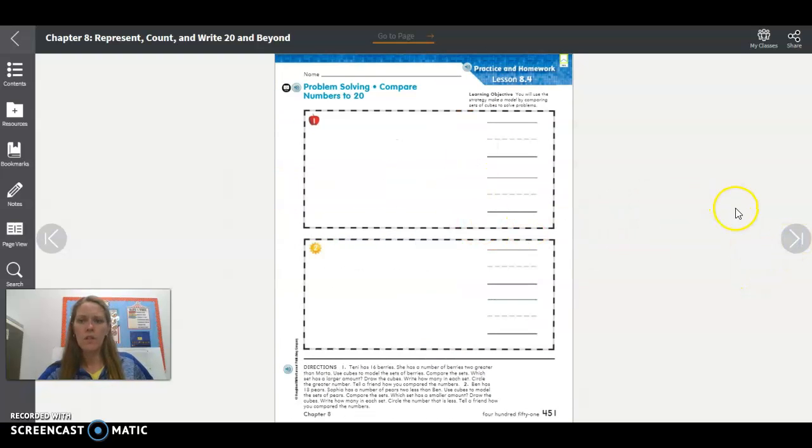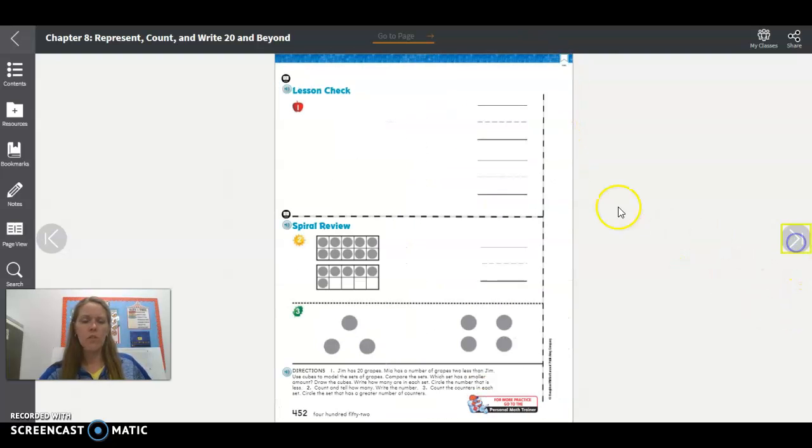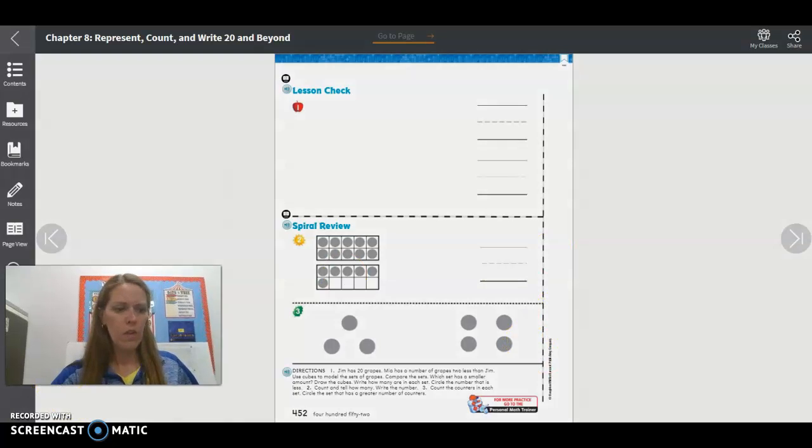After that is a little bit more review, your actual homework pages too. So finish off the rest of the pages in that math lesson up to page 452. We're comparing numbers here. So that is all we're doing for math today, comparing numbers up to 20. And we'll get into numbers past 20 tomorrow.